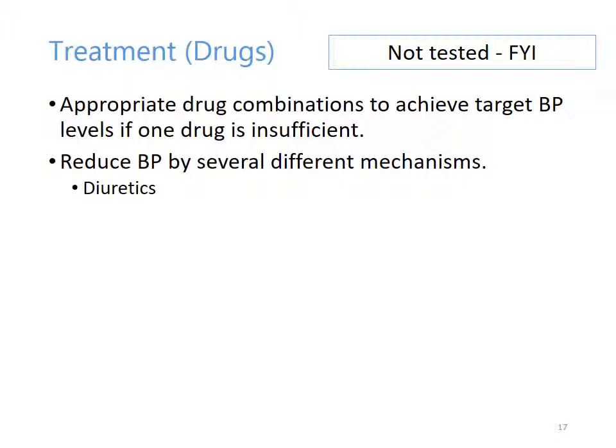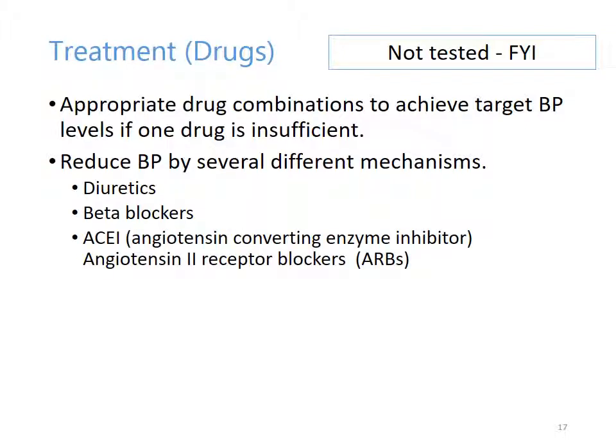Diuretics help to remove excess water in the body by increasing the production of urine. Beta blockers block the effect of epinephrine and cause the heart to beat more slowly and with less force. ACE inhibitors and angiotensin II receptor blockers block the activation of the renin-angiotensin-aldosterone system. Arterial vasodilators and calcium channel blockers can cause vasodilation.